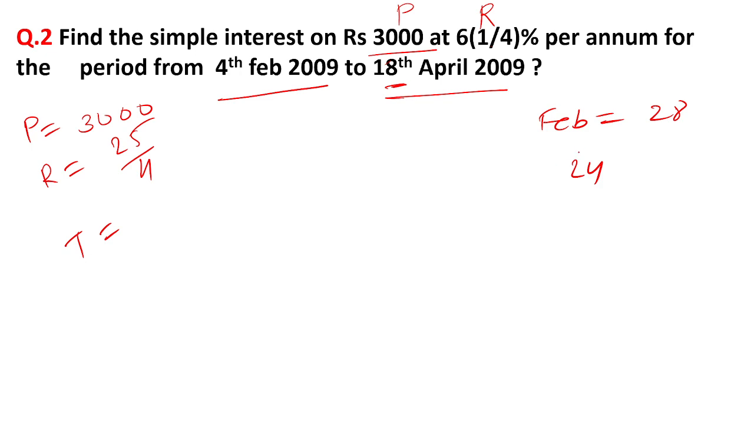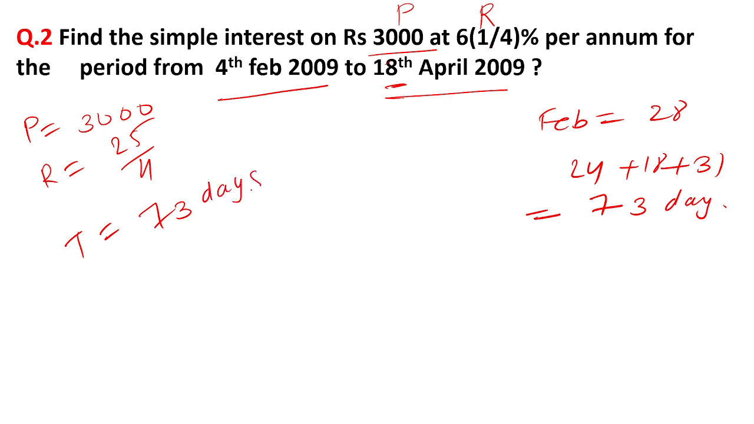So this month 24, later on April's 18, and the difference between Feb and April, you will get to know that there is one month also, that is 31, we have to add. So we will get the addition as 73 days. So here time is 73 days. Now we have to convert into the basic term, that is years. So 73 we will divide by 365, so that is 1/5 years.